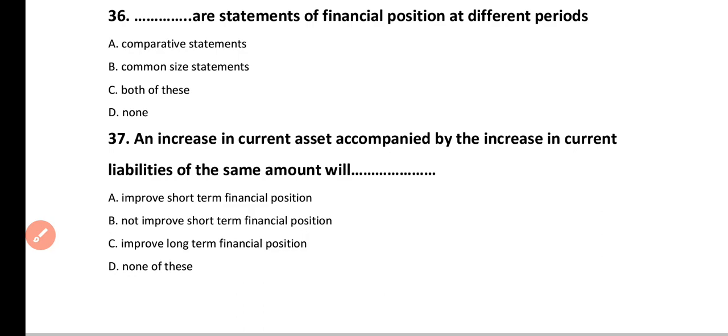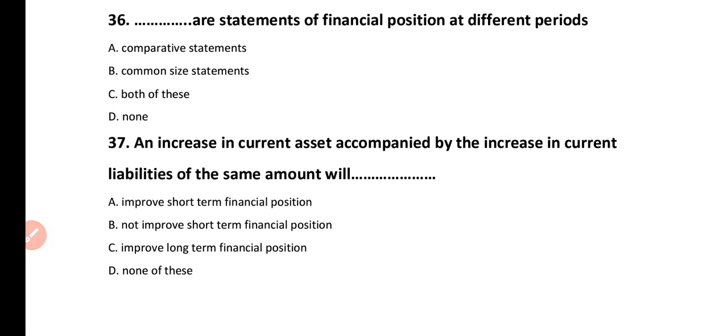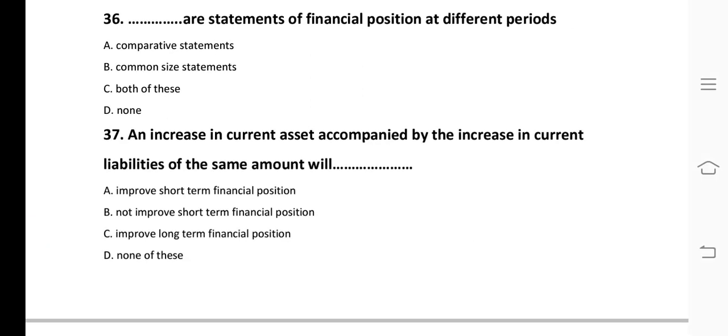MCQ number 36. Which statements are statements of financial position at different periods? Comparative statements, common size statements, both of these. So the correct option is option A. Comparative statements are the statements of financial position at different periods.